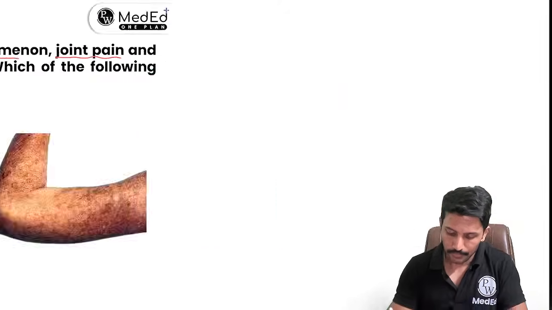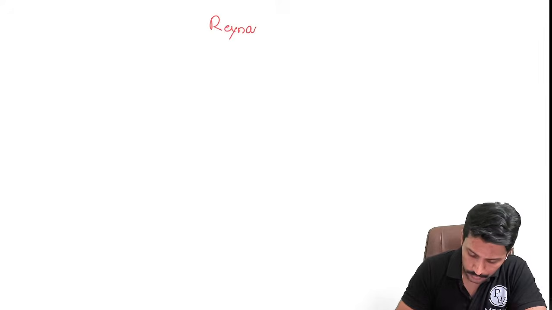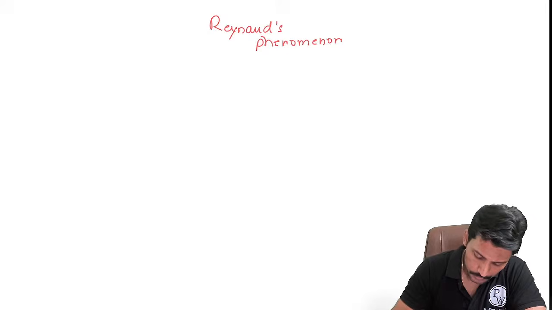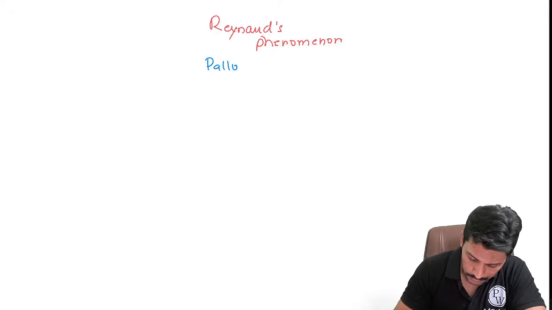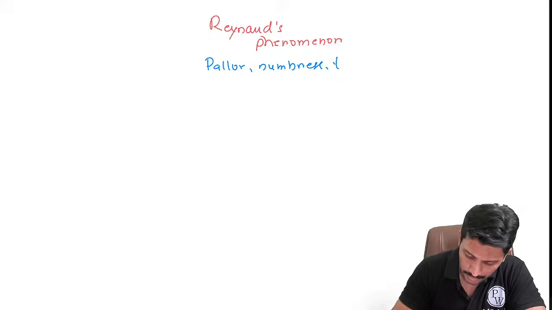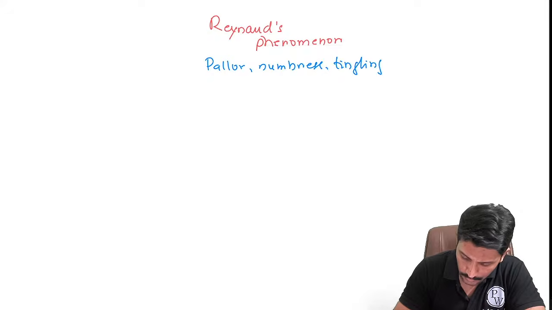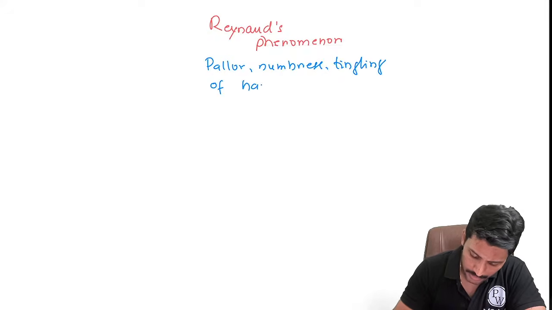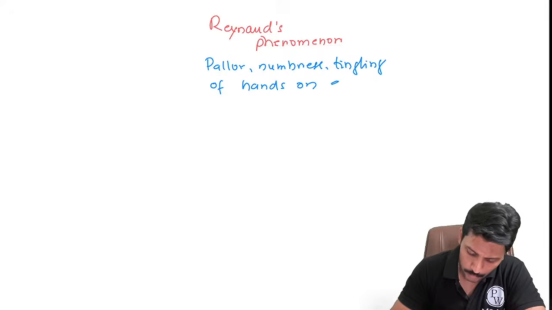So basically, Raynaud's phenomenon refers to pallor, numbness, and tingling of hands or extremities on exposure to cold.